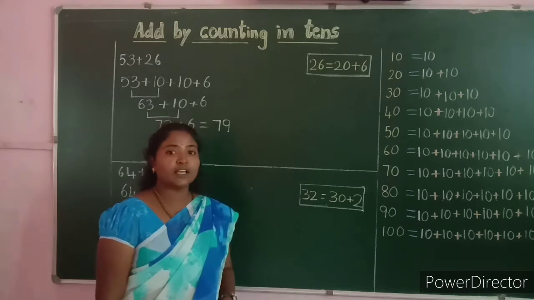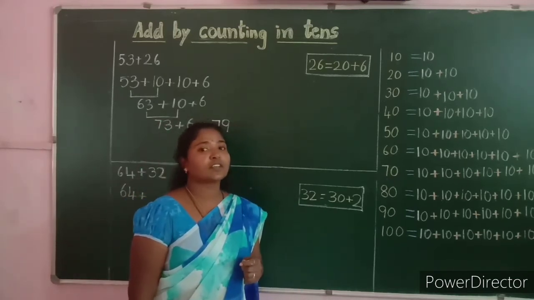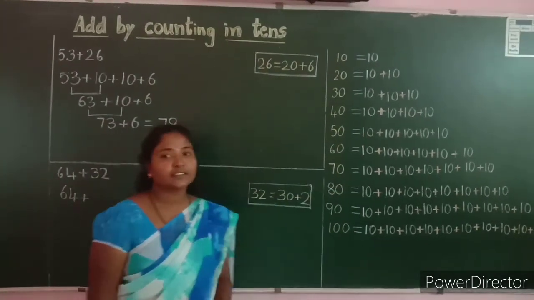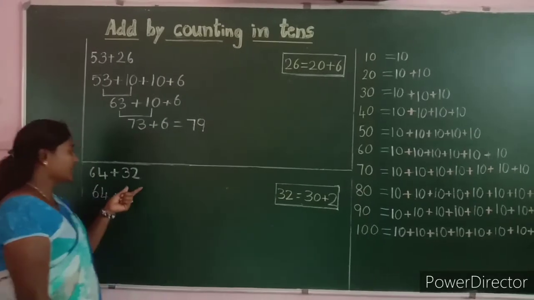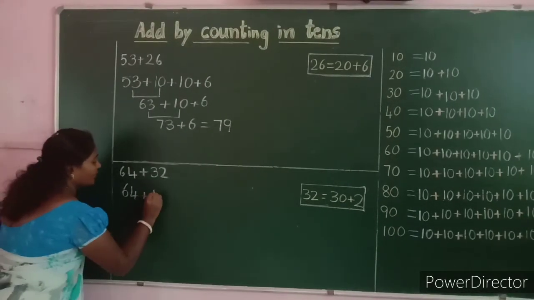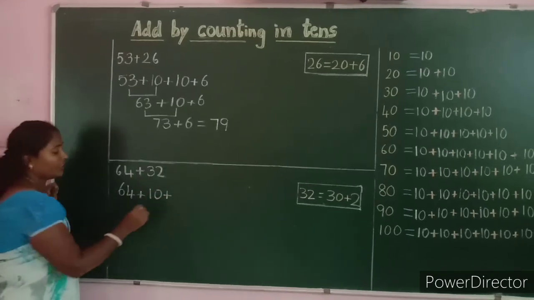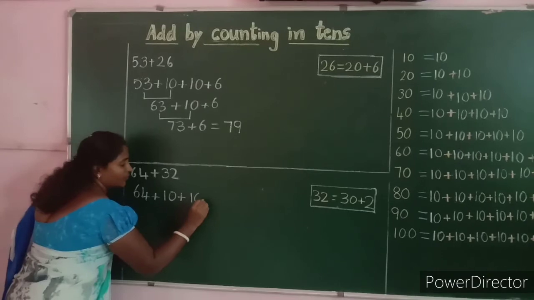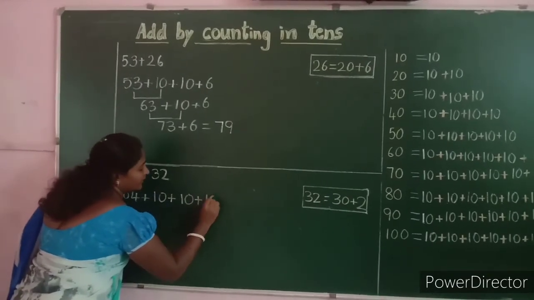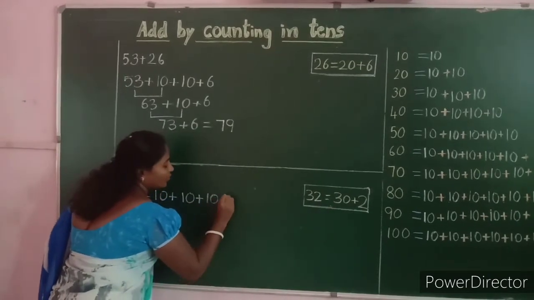In 30, how many tens are there? Yes, 3 tens make 30. Here, write 3 tens. Count with me: 1, 2, 3, plus 2 at the unit place.